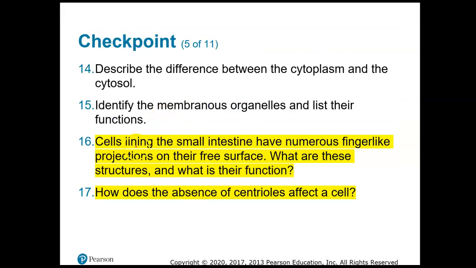Okay, we have some checkpoint questions. Cells lining the small intestine have numerous finger-like projections on their free surface. What are these structures and what is their function? These are microvilli, and they function in increasing the surface area so the small intestine can absorb more nutrients. Absence of centrioles means a cell can't divide.